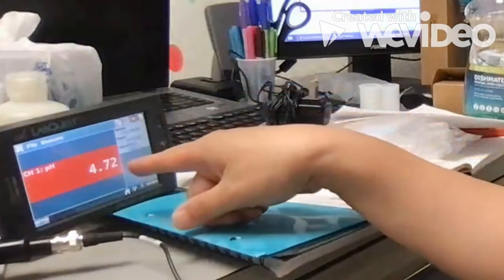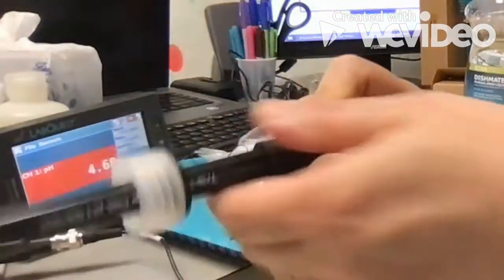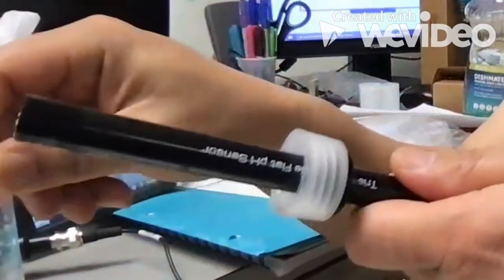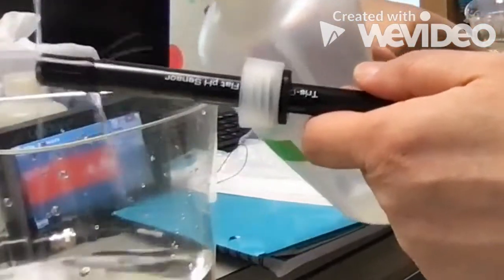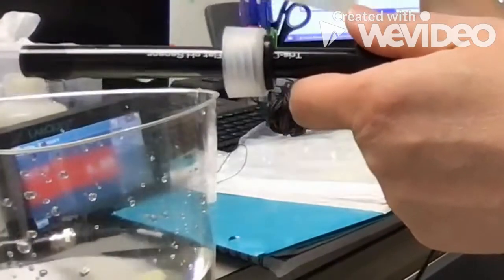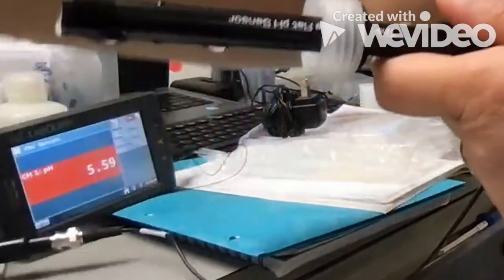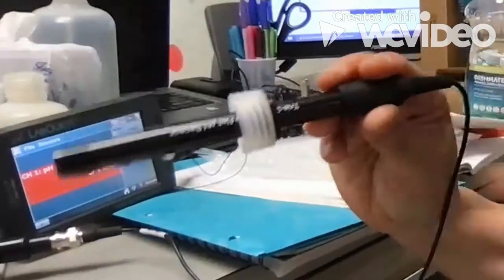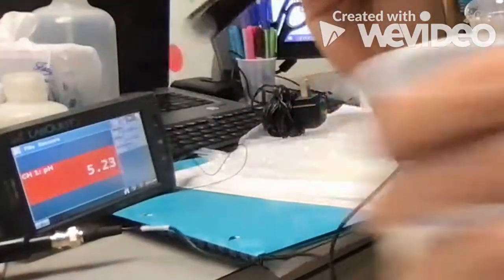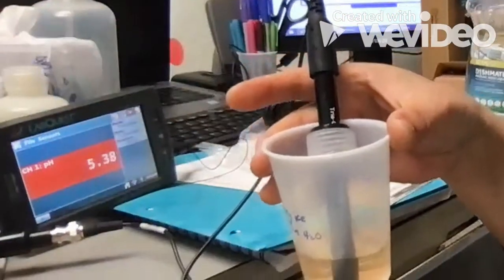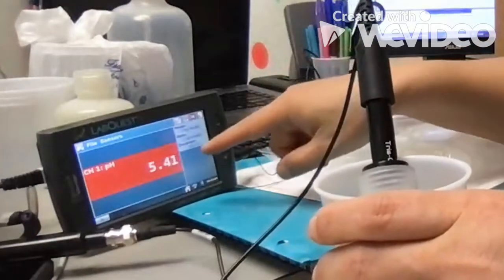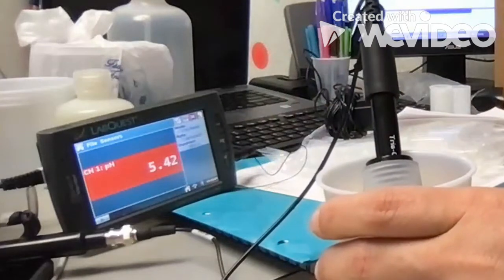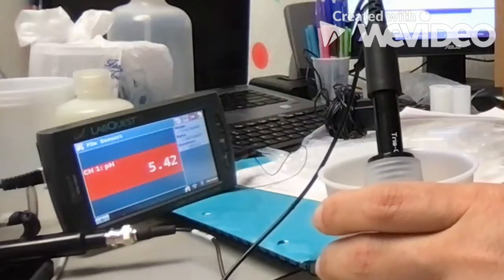Okay, so there's the pH meter again, and let me rinse off my pH probe here. Okay, my next solution is the dry ice and water, so I'm going to put that in here. Okay, let me move it so that you can see the pH meter there. It's right there. Okay, you can see the pH, and it looks like it's stabilized right around 5.42.